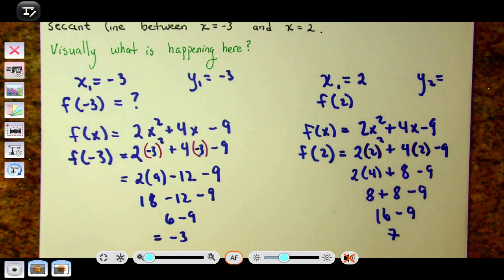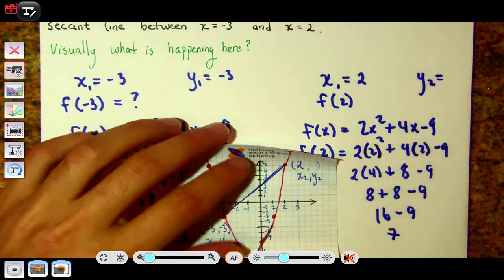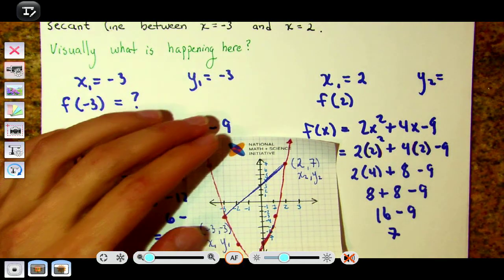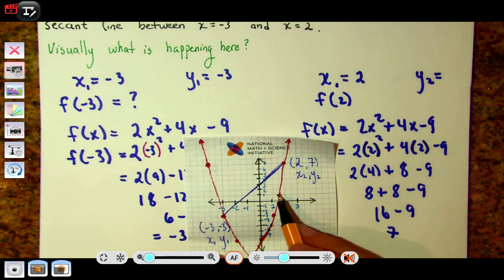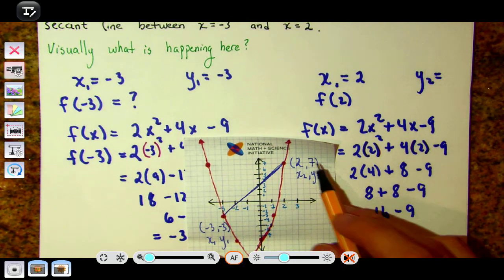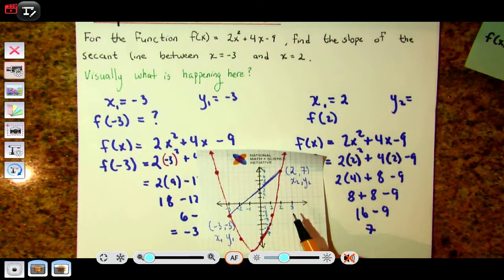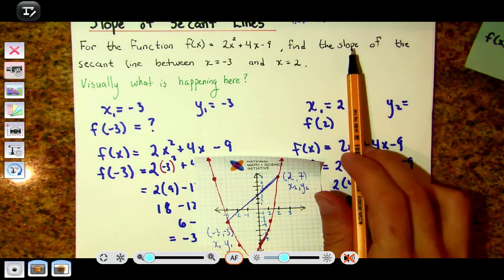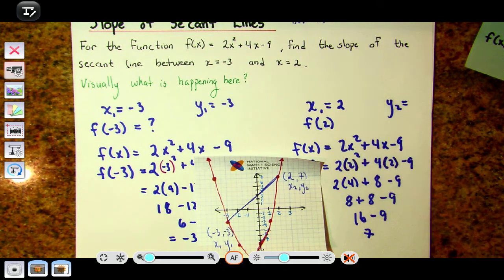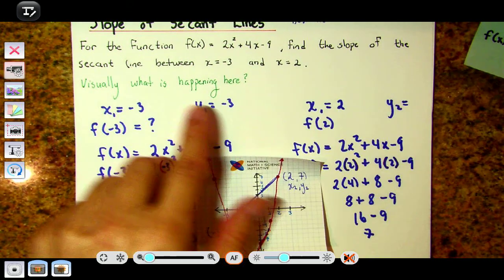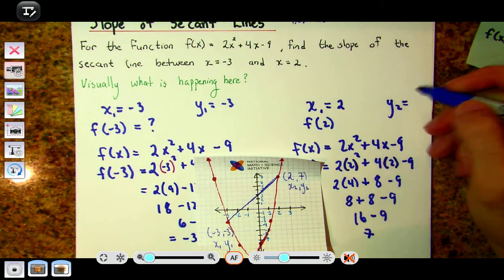And notice, what does this 7 represent? If we look back over here, this coordinate value is (2, 7). So congratulations, we found the points. But let's recap. Why did we want to find these points? What's the actual question asking us to do? We want to find the slope. So we need our average rate of change. Now we have all the information we need. So this is our y sub 2, which is 7.